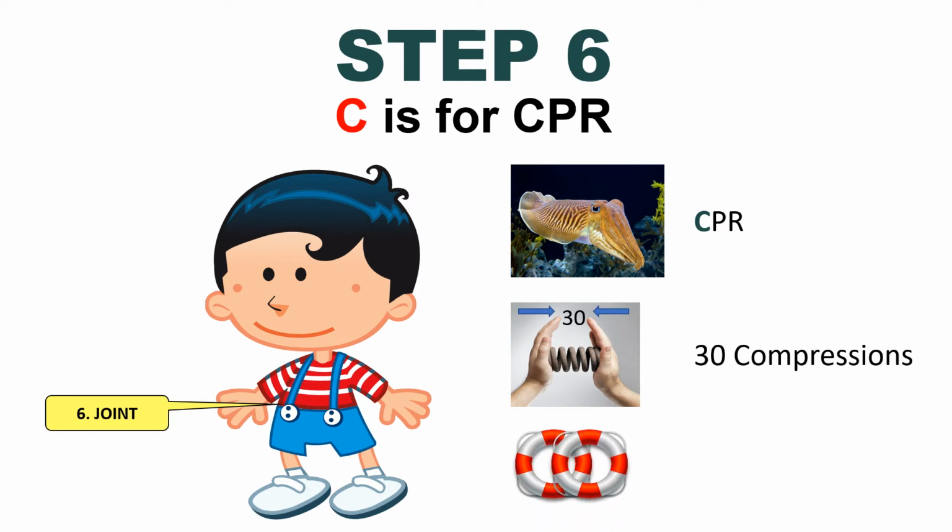That's right, the image of the 2 rings are rescue rings. They are your representation for rescue breaths. So step 6, C is for CPR. 30 compressions to 2 rescue breaths. Of course, if you don't have a face shield, there's no need to perform the rescue breaths, and you can do compression only CPR.